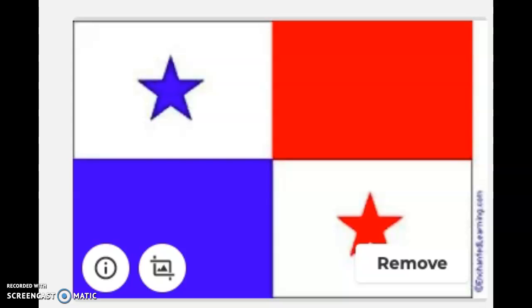Our flag for Panama. Remember I said that Panama is the little place that connects South America and Central America. So that's why we have these two different colors coming together. It almost looks like two different flags stuck together. Panama, the country that connects the two, South America and Central America.